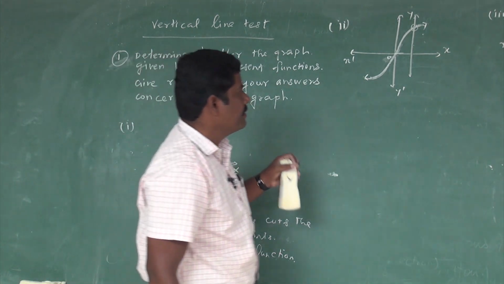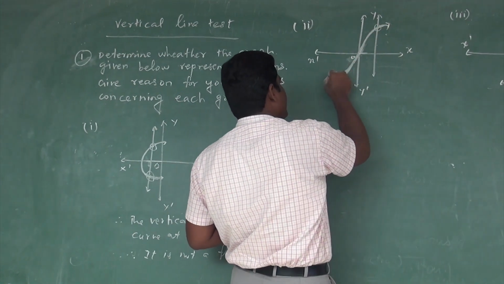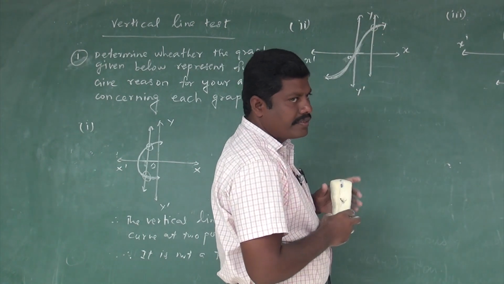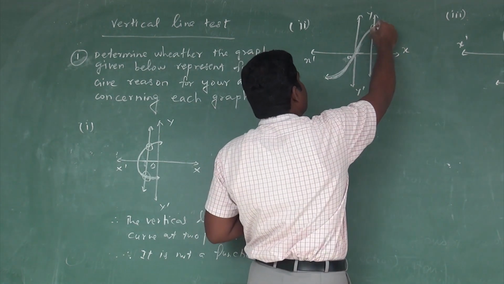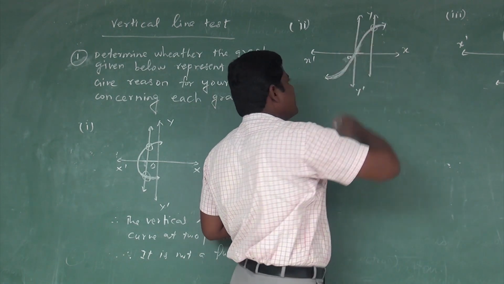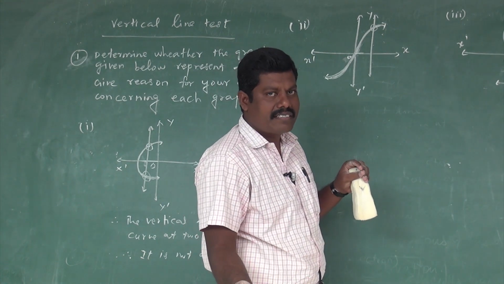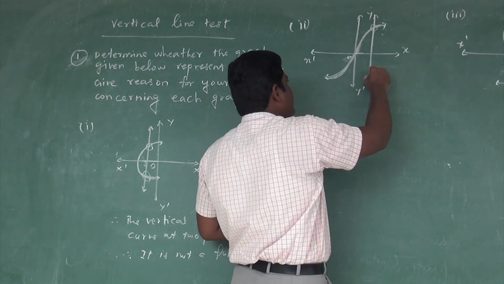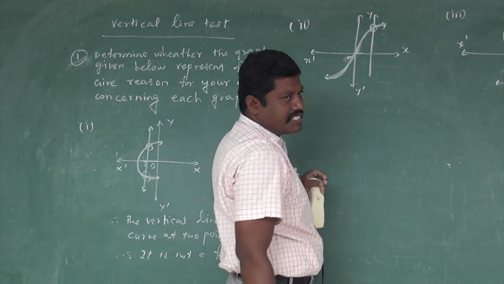Next is the second one. This is a curve given. You draw one vertical line anywhere on the curve. If the vertical line cuts the curve at any one point, it is a function. More than one point means it is not a function. I am going to draw the vertical line here. This vertical line cuts the graph at only one point. Therefore it is a function.